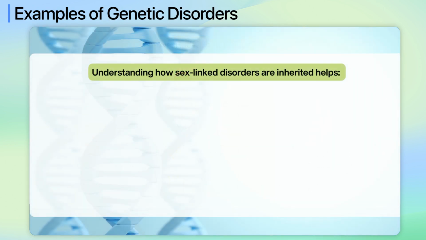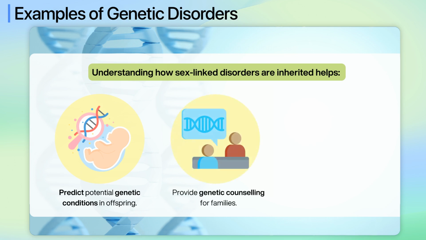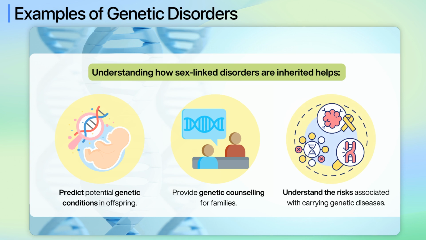Understanding how sex-linked disorders are inherited helps to predict potential genetic conditions in offspring. It also helps to provide genetic counseling for families, a service where individuals are provided with information about their genetic health and diseases that may pass through their family. Finally, it helps us understand the risks associated with carrying genetic diseases. By learning how these disorders are inherited, we can better understand human genetics and contribute to healthcare strategies for managing and preventing these conditions.